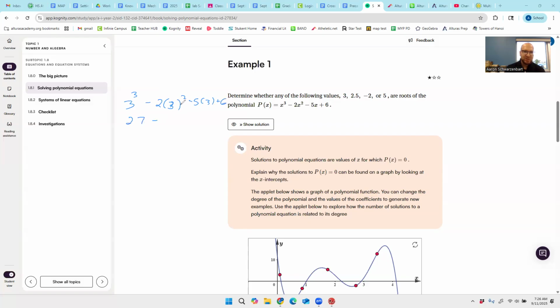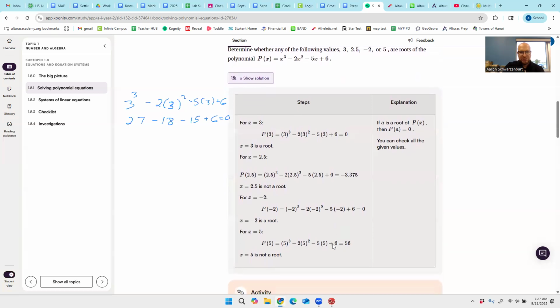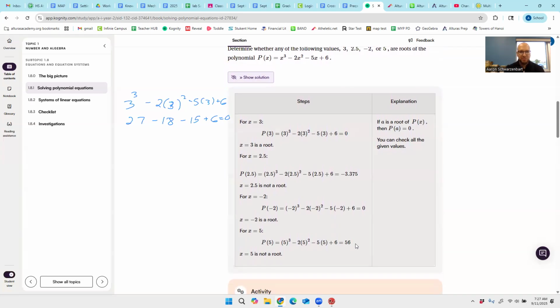27 minus 2 times 9 minus 15 plus 6, 3 equals 0. Now I would need to proceed and try that with the other 3 that are there. We can see that 3 is, negative 2 is. 2.5 and 5 are not roots. Okay, that's pretty simple and straightforward.